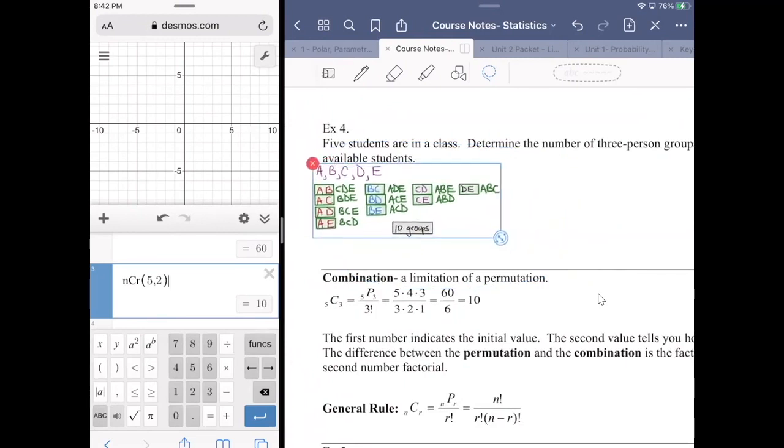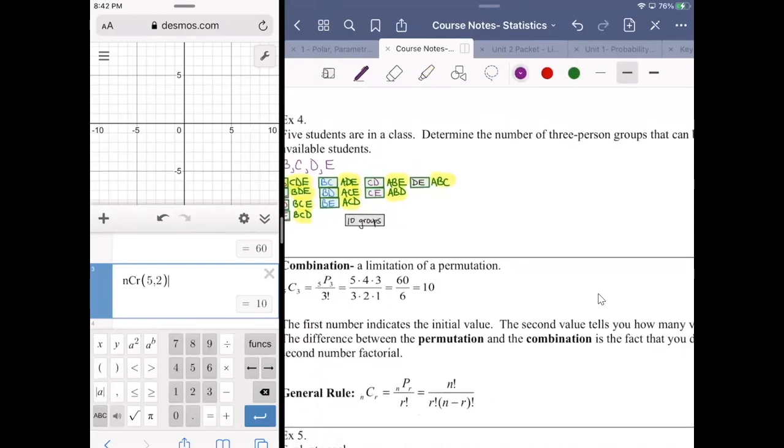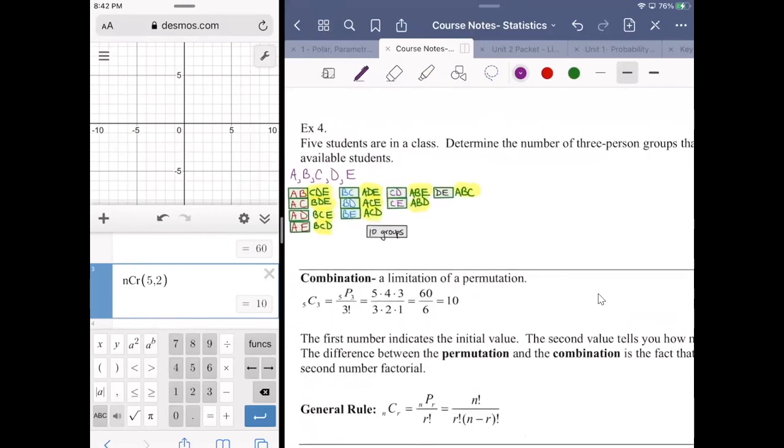So this is what we're looking at. We got all these different cases where we have groups of two followed by groups of three. In this case we want the leftovers. We want the other guys or gals. But it's still going to be 10 groups. I could have done this with a little bit of a shorter approach. We want 3-person groups from the 5 people.